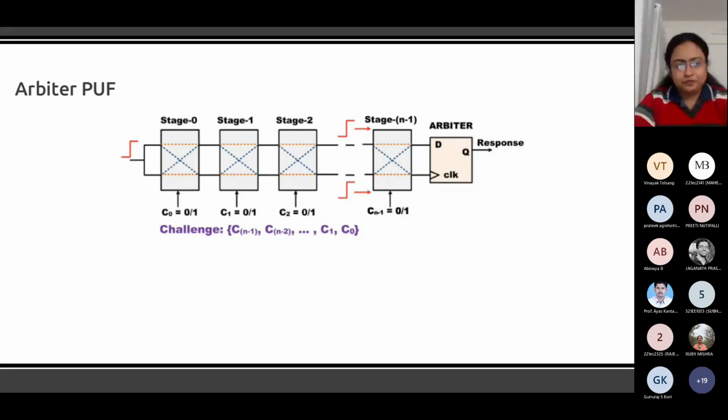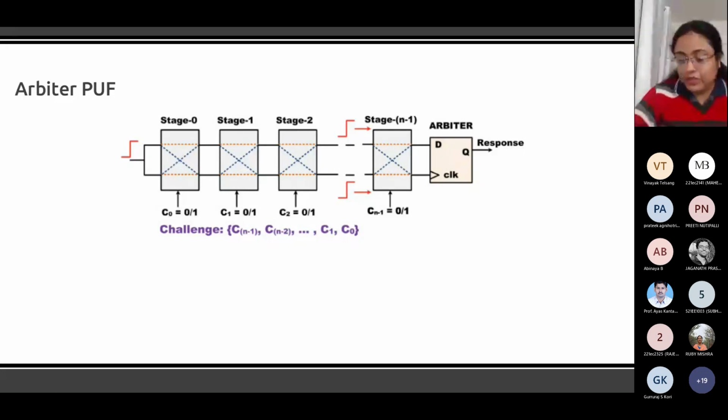Now let us understand how we are going to evaluate this PUF. As you can see here, we have n stages in the hardware, and every stage has a particular logic. It will take a trigger, so the trigger input is the same. But if the challenge to this particular stage is 0, then it will directly pass the signal. If the challenge to it is 1, then they will crisscross the path. How we are achieving this particular logic, we will see.